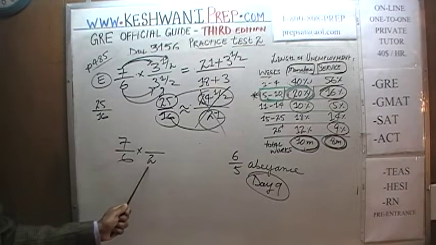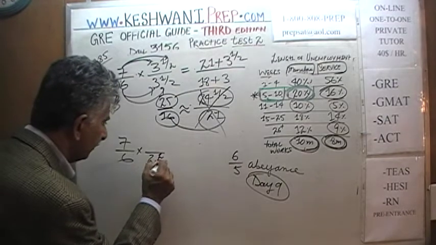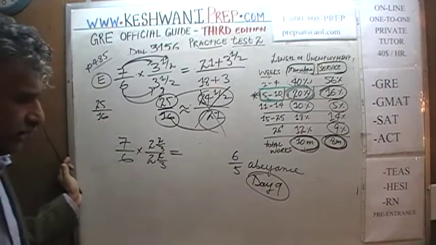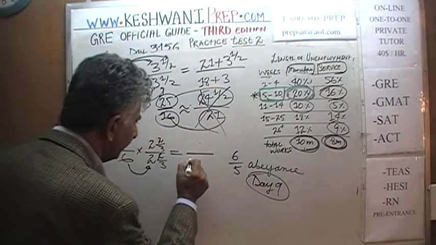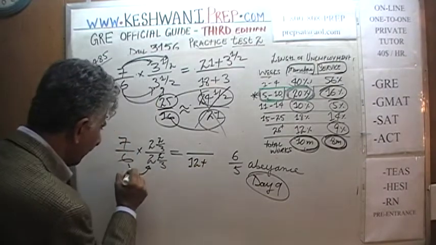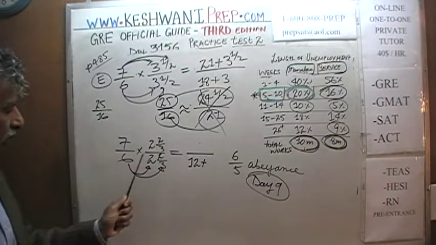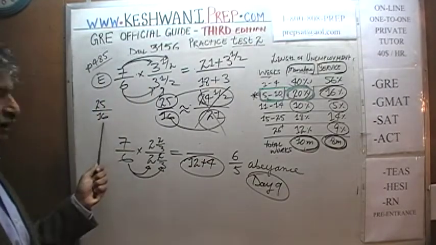2 times 6 is 12. We want 16. We need 4 more, which means 2/3 of 6. This is too much work. You understand? This is just for learning purposes. So as you can see, 6 times 2 is 12. And a third of 6 would be 2. Therefore, 2/3 of 6 would be 4. And now we have in the bottom exactly what we need, 16.